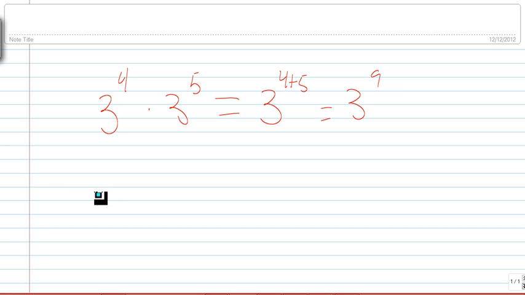Okay, let's say that I have x to the 4th times x to the 7th. Same thing. You add your exponents. So 4 plus 7 is 11. So this will be x to the 11th power.